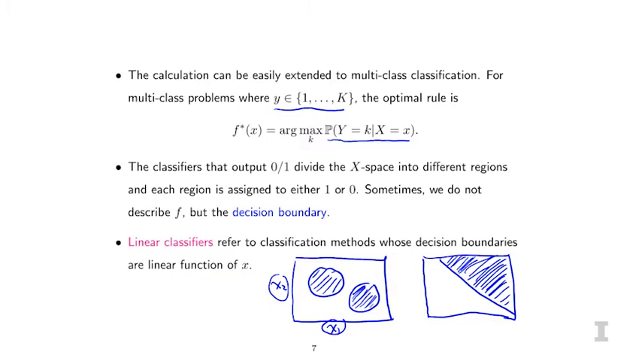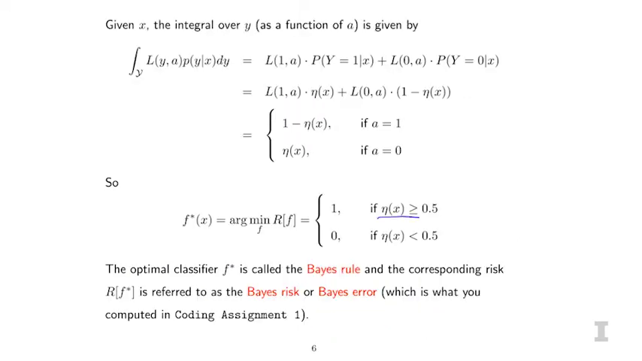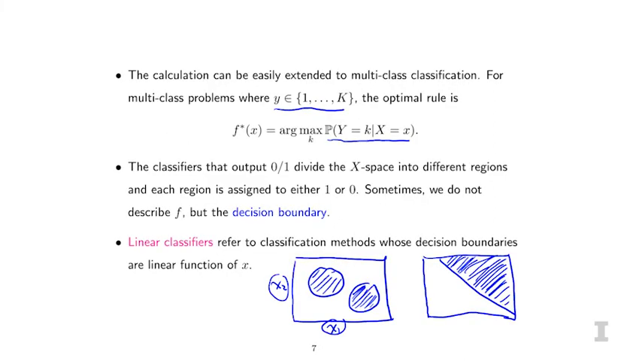And sometimes all we care about is the so-called decision boundary, which would be the locations of x where eta of x, which is this function, is exactly equal to 0.5. In this case, the decision boundary would be the two circles here. Sometimes if the decision boundary is a linear function, then we would call the classifier f a linear classifier.